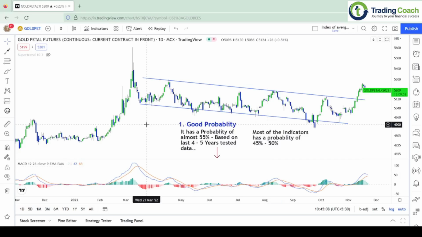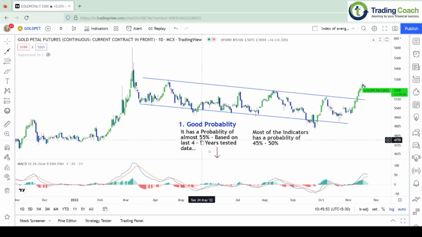So talking about probability, this MACD has a probability of almost 55%. This is based on the last 4 to 5 years of back tested data. I took the last 4 or 5 years of actual data and ran a back test on somewhere close to 10 to 15 indicators, and out of all those indicators, MACD had a very good probability, around 55%. Which means if you're taking 100 trades based on MACD, nearly 55% of those trades can work out in your favor.